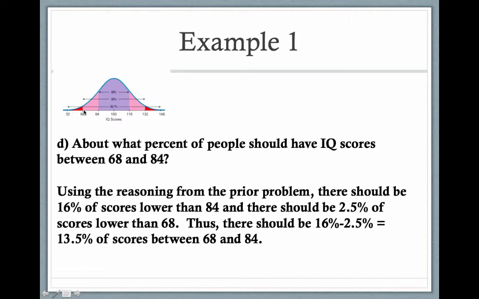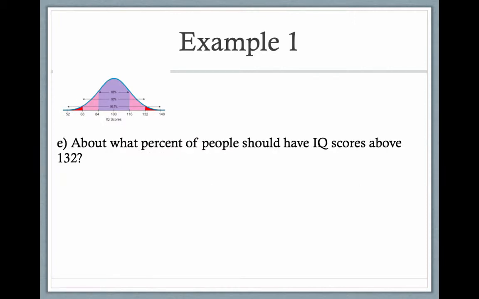So 68 to 132 marks off 95% of the scores. So that means there's 5% left over. Divided by 2, it's 2.5%. So 2.5% of scores are lower than 68. And so we would do our 16% minus 2.5% to give us the 13.5% of scores between 68 and 84. You can see why it's helpful to draw a picture of the distribution before you start calculating percents.